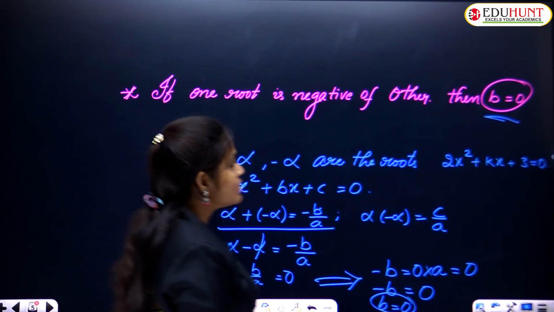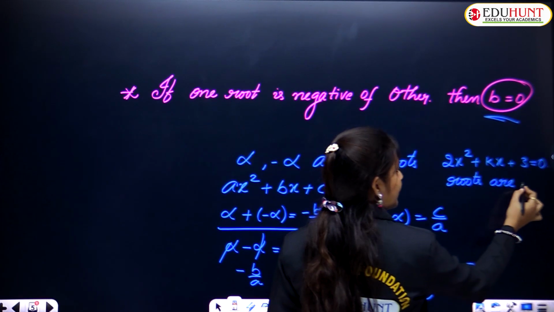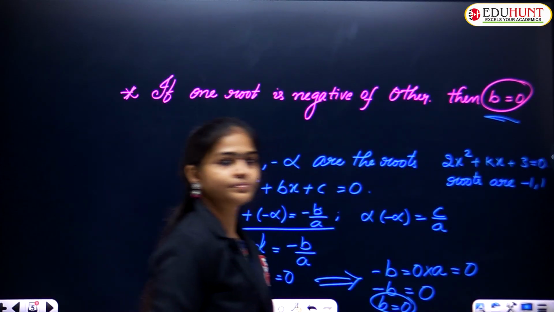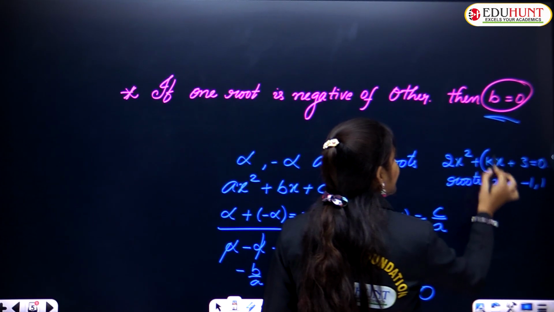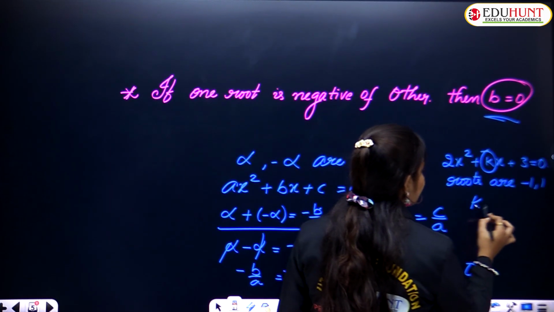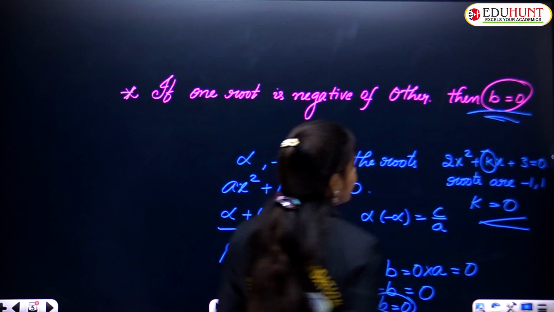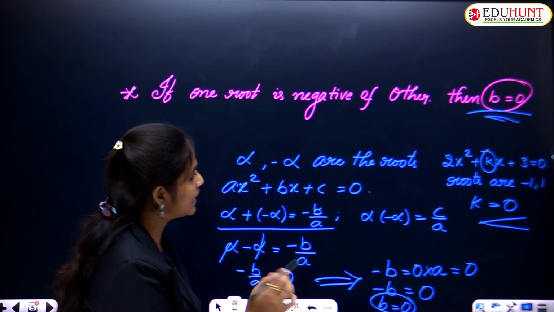Here the roots are, for example, minus 1 and 1. So what is the value of k here? At that case, k is equal to 0. Simply k is equal to 0. If you substitute that, then we will get that answer.